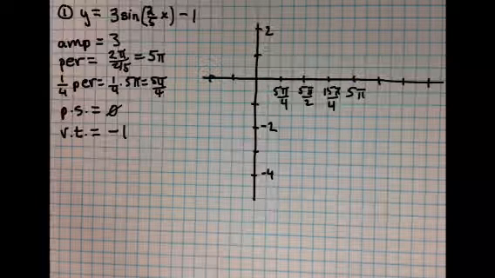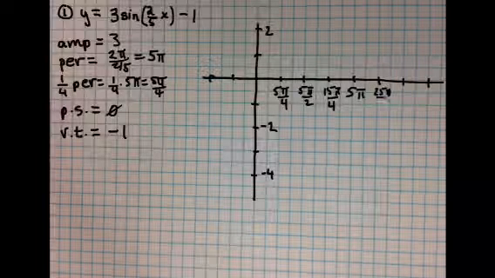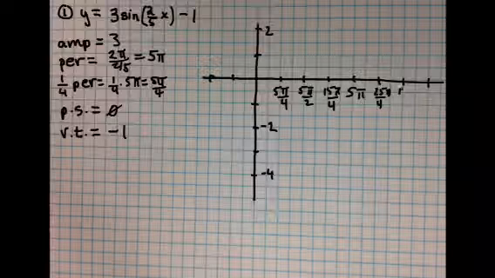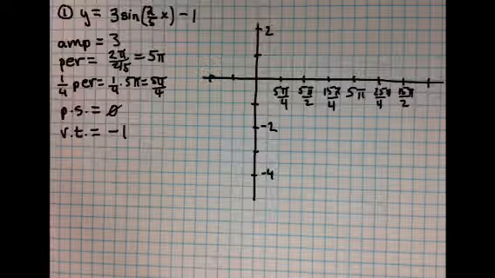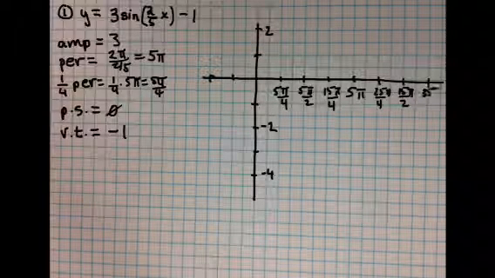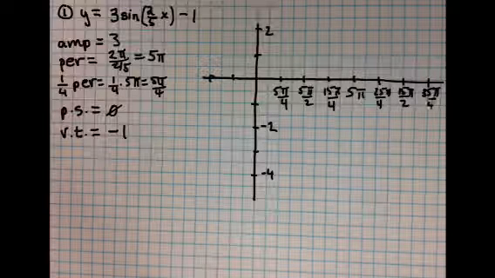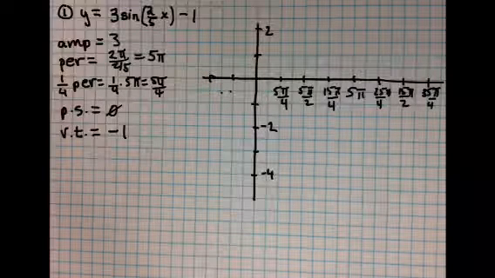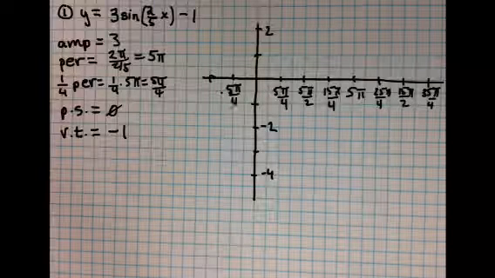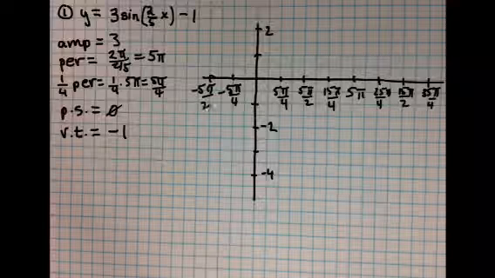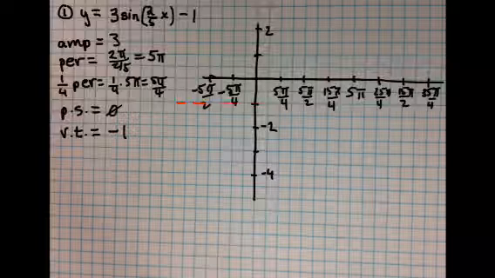We keep labeling. Remember, we're adding 5 pi over 4 at each tick mark. So this would be 25 pi over 4. 30 pi over 4 is 15 pi over 2. And then 35 pi over 4 on this side. And then just label the left side negative 5 pi over 4 and negative 5 pi over 2. Vertical translation is down 1, so it's going to hit some of the numbers.